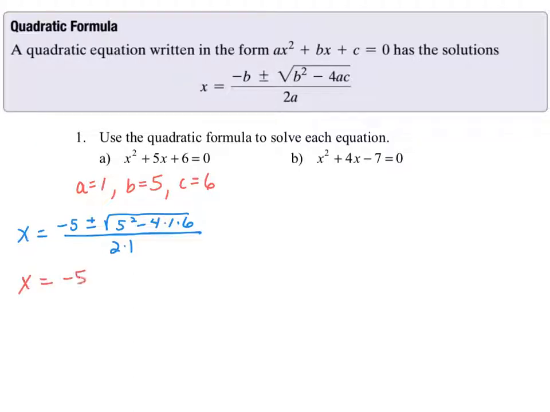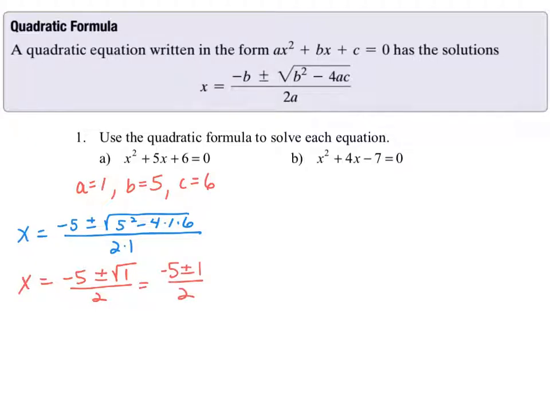When we simplify what's under the square root, 5 squared is 25, minus 4 times 1 times 6, minus 24. We get plus or minus the square root of 1 all over 2. So this can be written as negative 5 plus or minus 1 over 2.